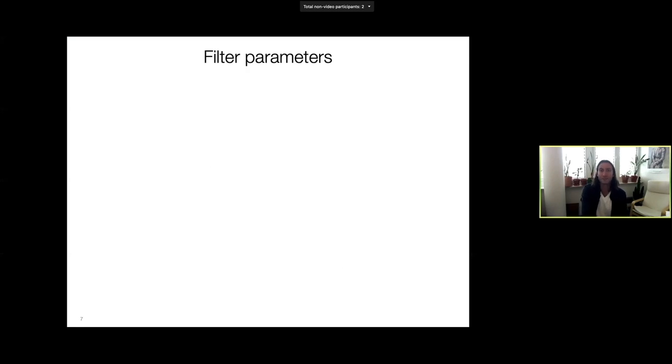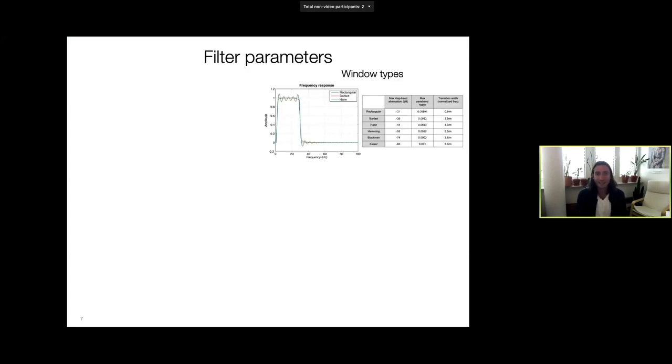So let's look at some filter parameters. As I said, those ideal rectangular windows do not exist. So researchers use different types of windows, and they differ in the max band stop attenuation, which means how well the filter rejects or dampens the unwanted frequencies. They also have different passband ripples, which means how strong the distortions are in the frequencies which we actually retain. And they also differ in the transition bandwidth.